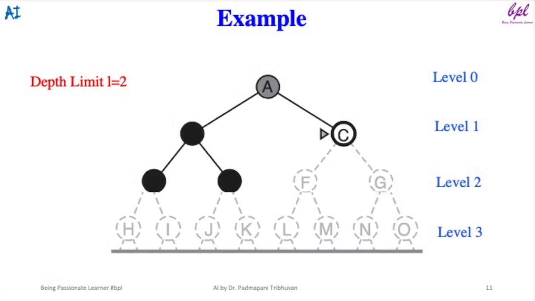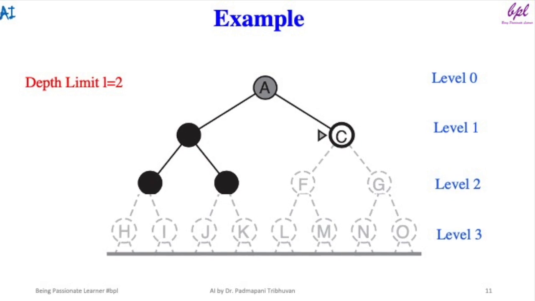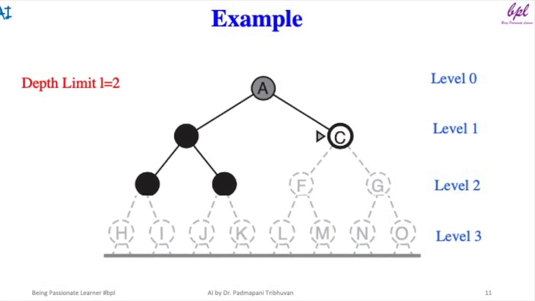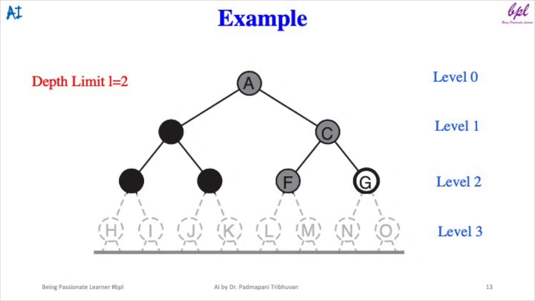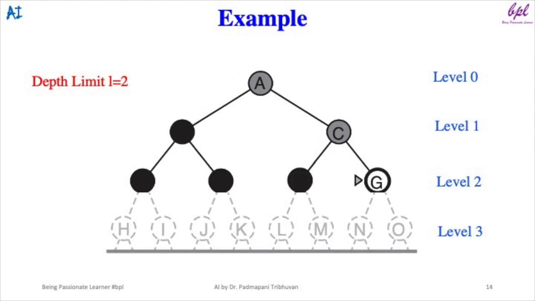Now C will be explored next. It has two child nodes F and G. Node F will be explored next. Node F is at level 2, so it is considered a leaf node and its child nodes L and M will not be explored. Now G will be explored. As G is the goal state, the algorithm will stop searching here. In this example, the goal state is at level 2, which is within the depth limit, and therefore the algorithm reached goal state G successfully.